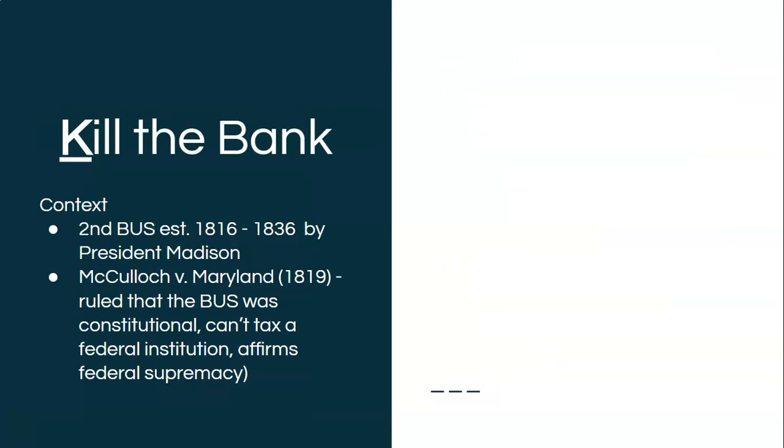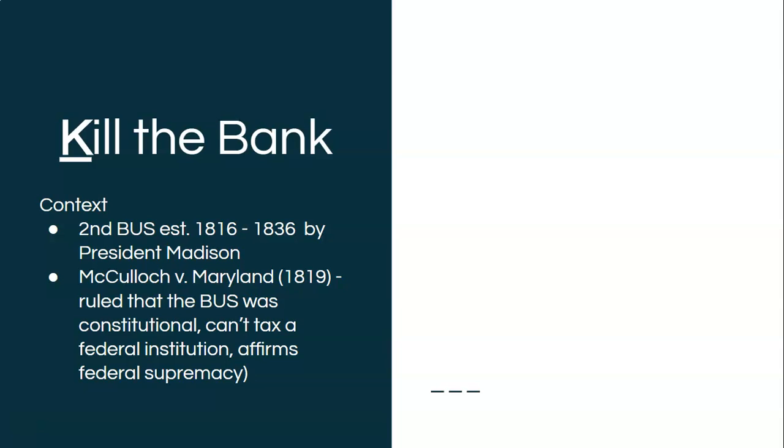K stands for kill the bank. So we've talked about the Bank of the United States and that it was first chartered for 20 years and dies in 1811. Well, after the War of 1812, Madison recognizes the importance of a bank and agrees to pass a new bill, so he creates the Second Bank of the United States.